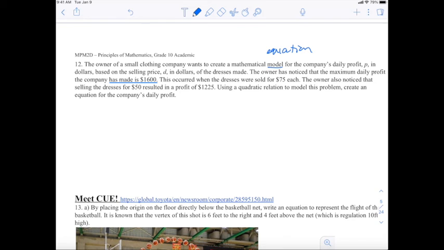I'm going to write this down. Max profit is $1,600, and this happens when dresses are sold for $75 each. The owner also noticed that selling the dresses for $50 resulted in a profit of $12.25.